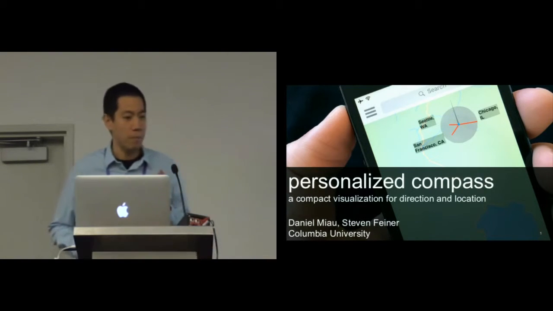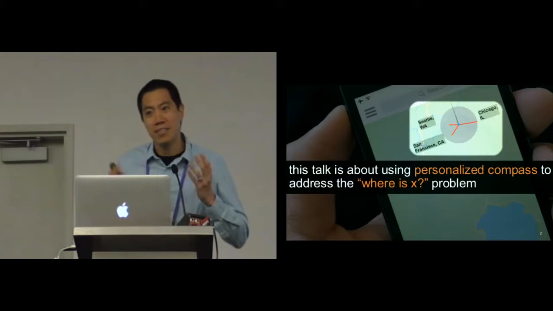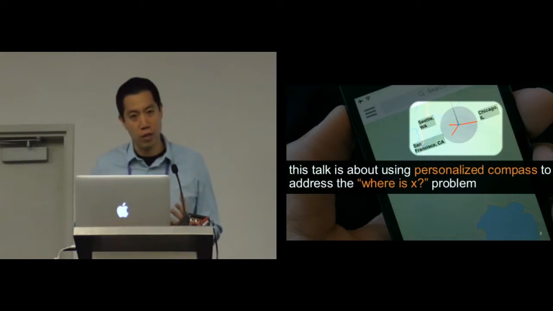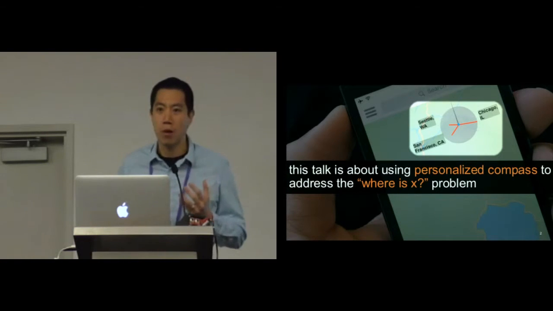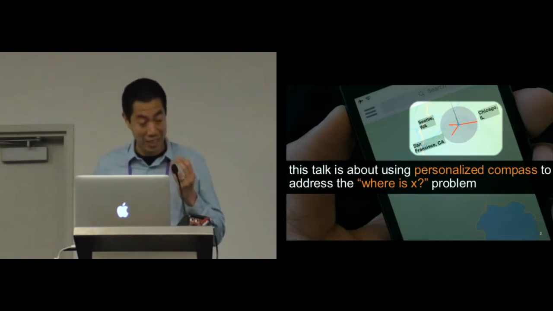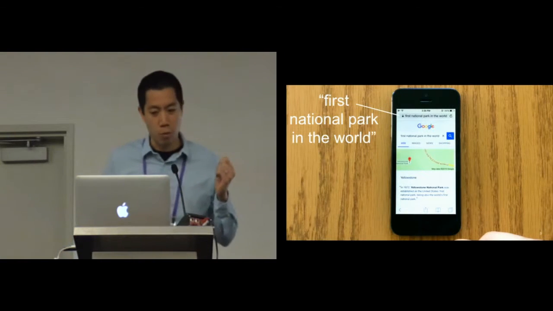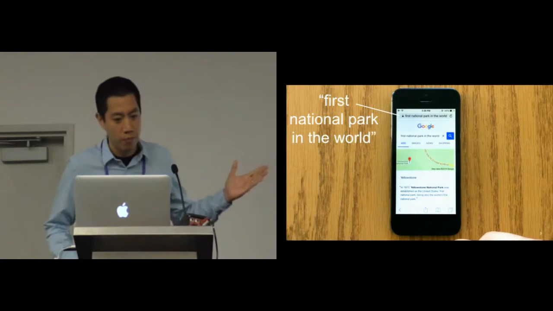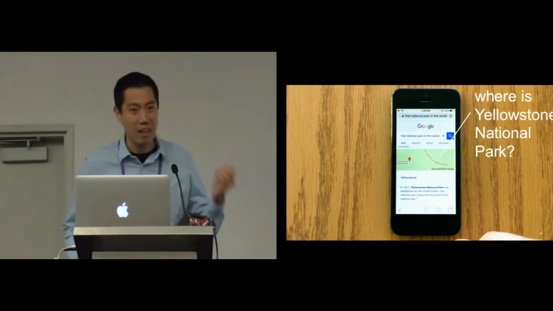Today, I'll be talking about a navigational instrument called personalized compass, which extends the idea of a conventional compass to address the where's X problem. I'll just jump in to give you an example of the where's X problem. If you type in the search keyword, first national park in the world, this is the search result you will see. But the small map here shows the details, but lacks context.